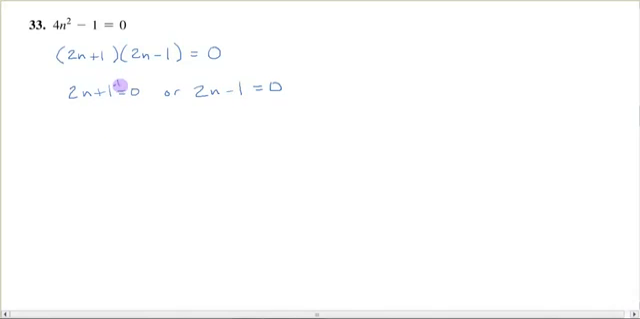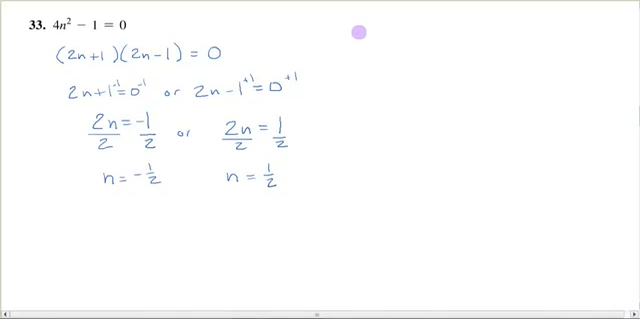We're going to subtract 1 here. So I get 2n equals negative 1, and then I'll divide by 2. So n equals negative 1/2. Or over here, I would add 1 to both sides and get 2n equals 1. Then I would divide both sides by 2 and get n equals 1/2. Again, we're going to check these. Check both solutions.